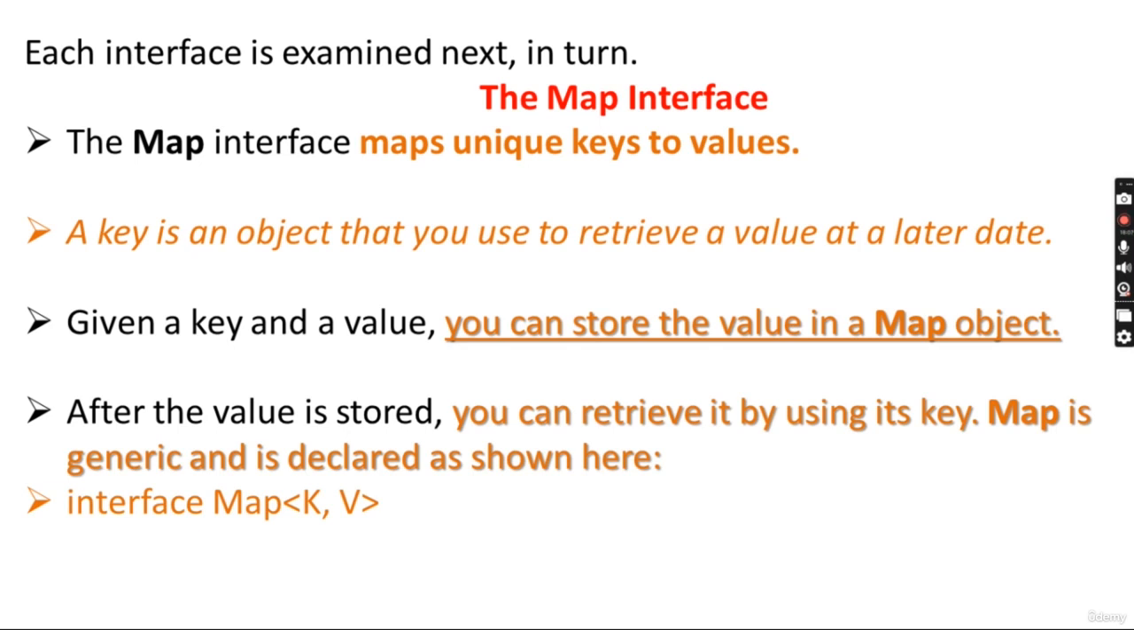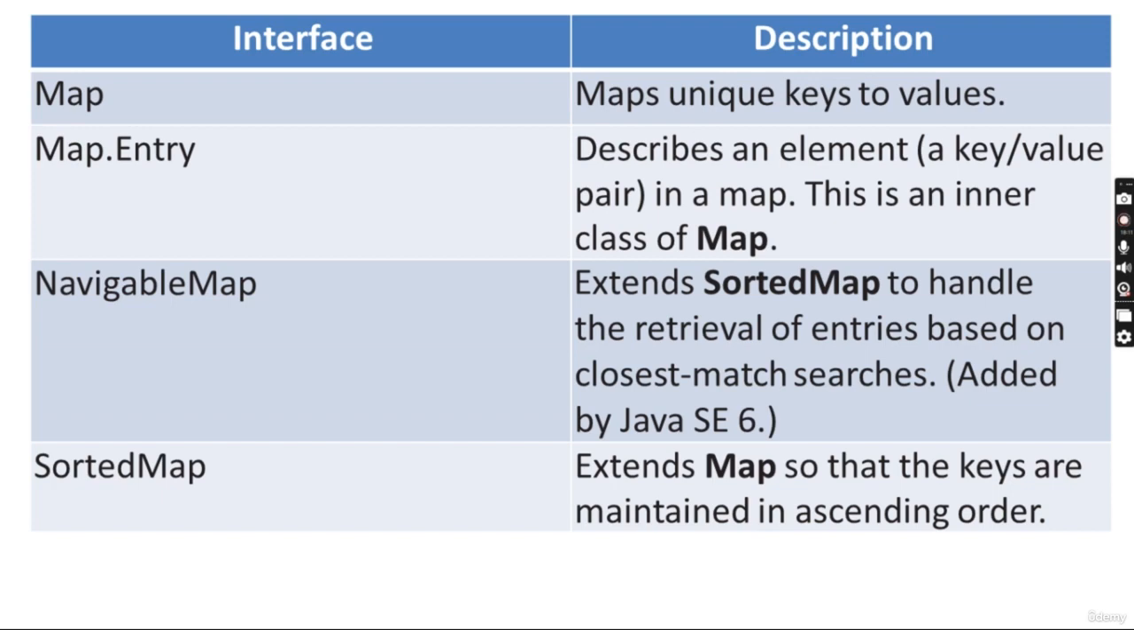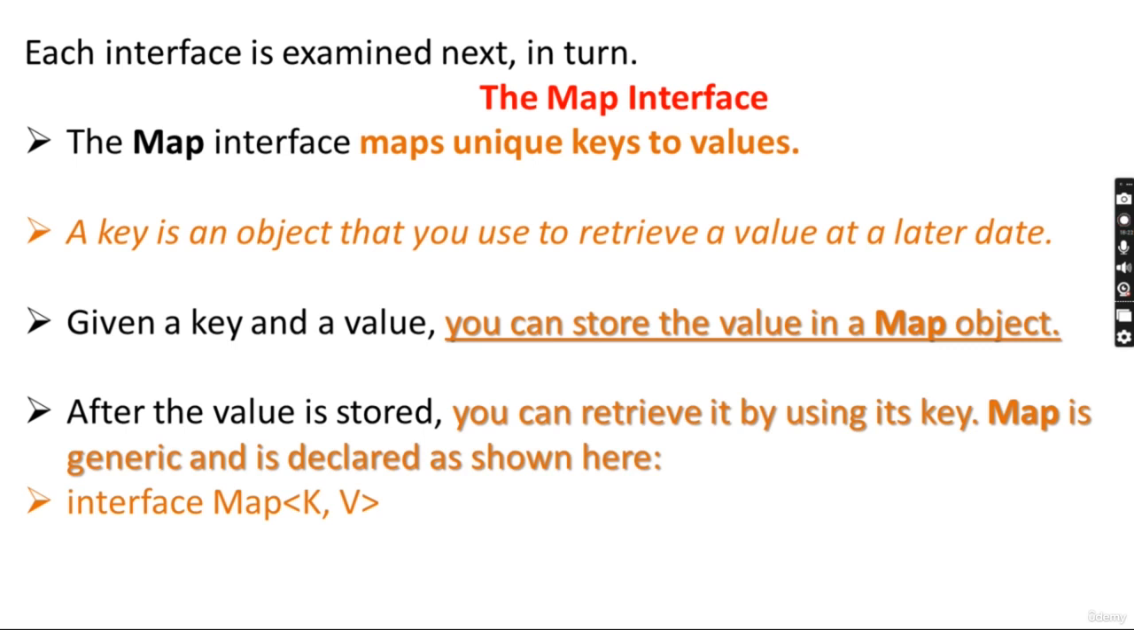Each interface is examined next. First is the Map interface. So how many interfaces are there? First is Map, second is the Map.Entry interface, third is the NavigableMap interface, and fourth is SortedMap. So we will see all the interfaces one by one. First interface is the Map interface.